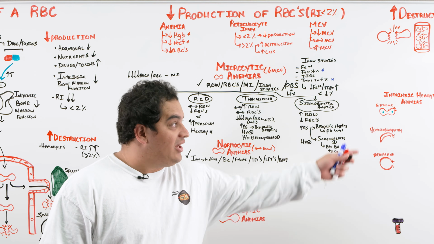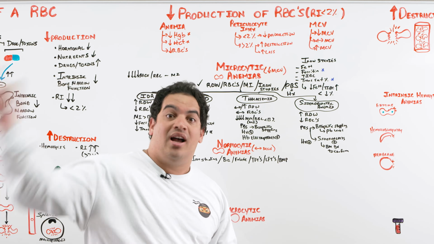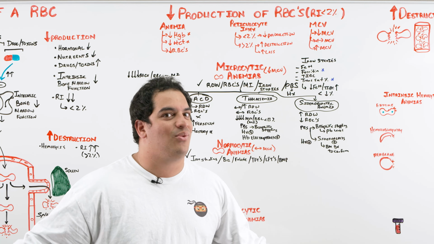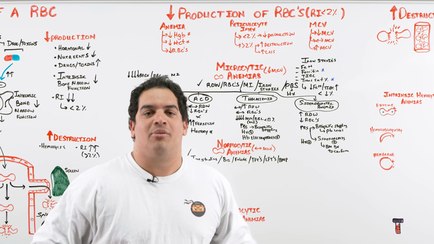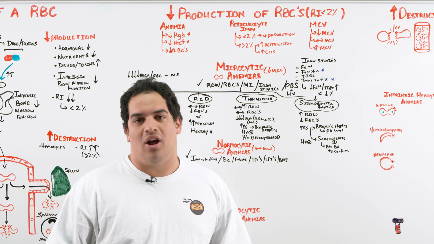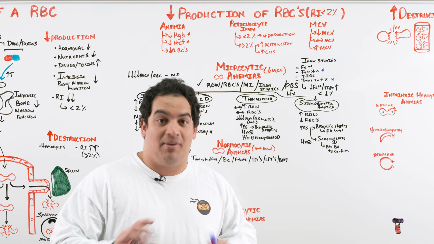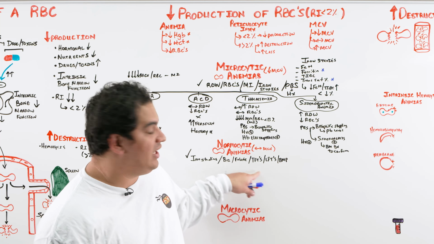Well, they're actually going to have destruction of red blood cells that'll try to tell the bone marrow to make more red blood cells, but guess what? The bone marrow is not working well because they have iron deficiency anemia. And so the production of reticulocytes will still be low. And so that's why sometimes you can still have hemolysis in a normocytic anemia.